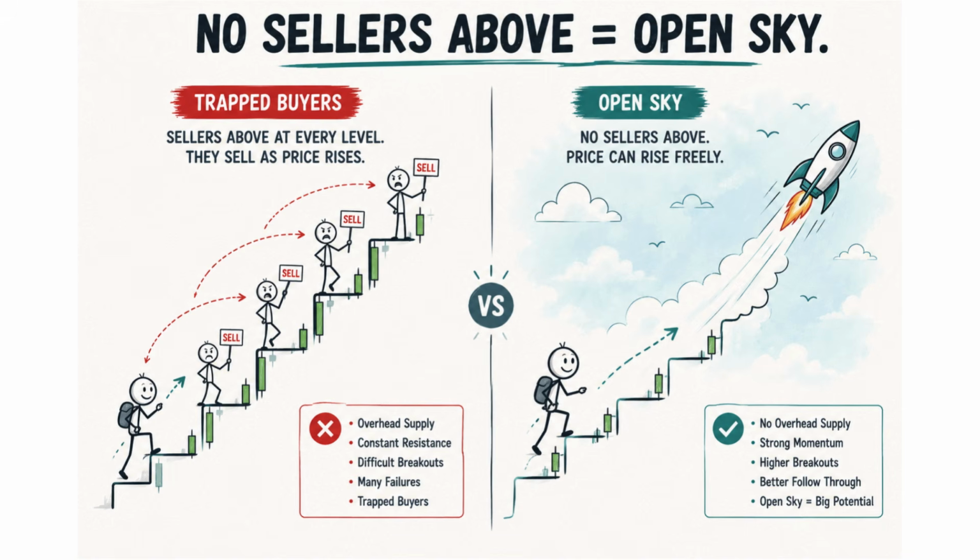A 52-week high stock that traded higher 2 years ago has layers of trapped buyers above it. As price rises, each layer sells to break even. The breakout fights through supply. It can stall, struggle, take longer.